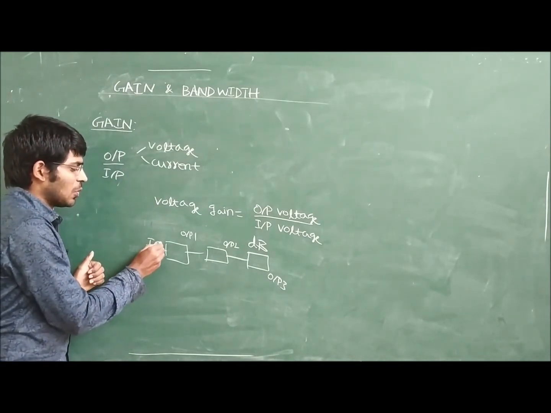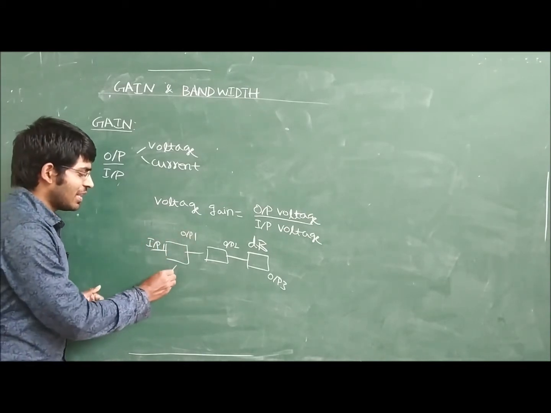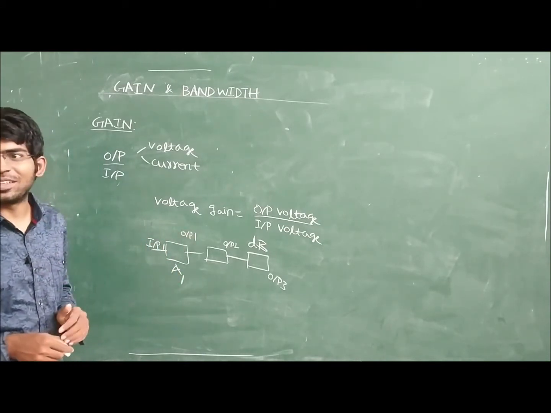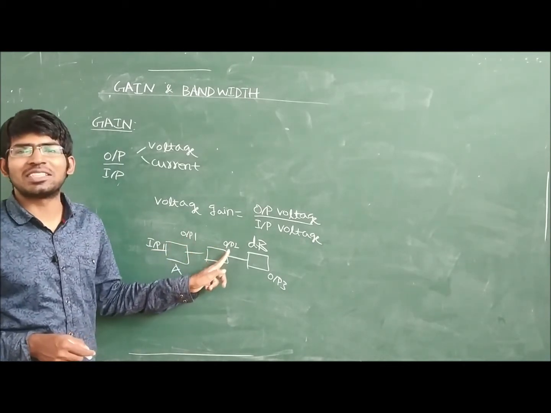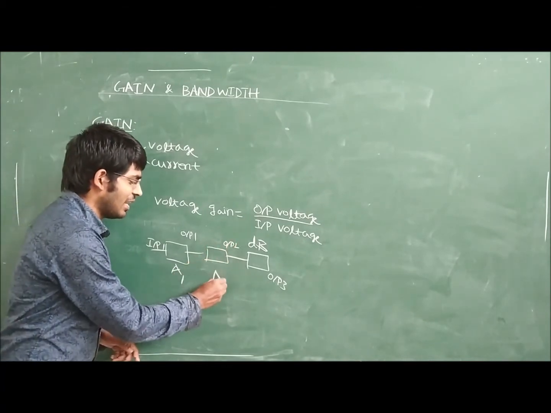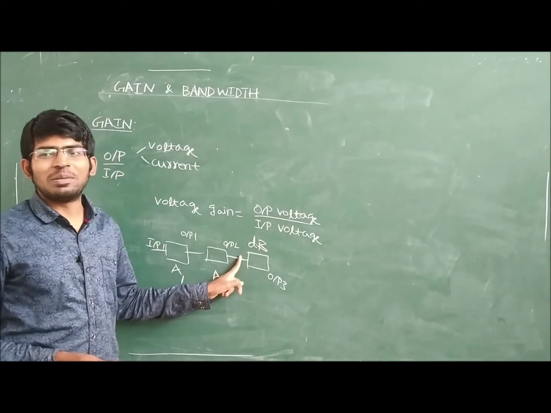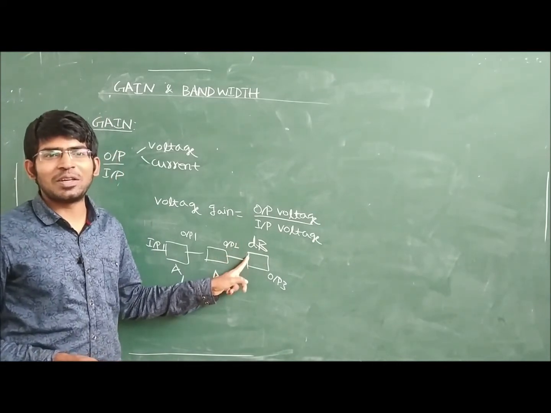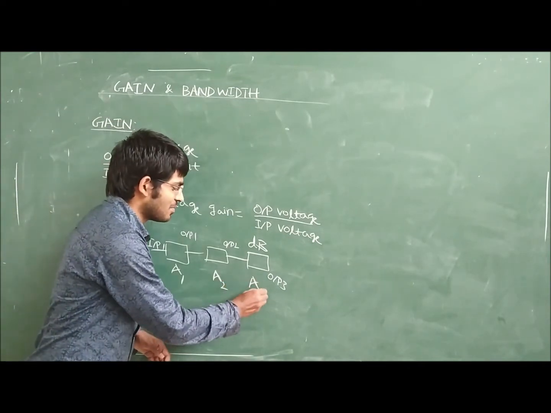If this is input 1, the output 1 by input 1 gives gain A1. And similarly, this output 1 becomes the input for the next stage. So output 2 by input 2 gives gain A2. And output 3 by input 3, this output 2 becomes the input for stage 3. So this gives the gain A3.